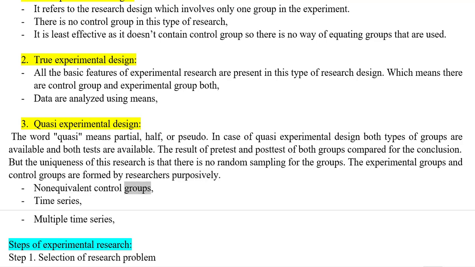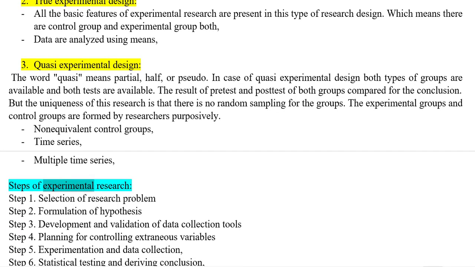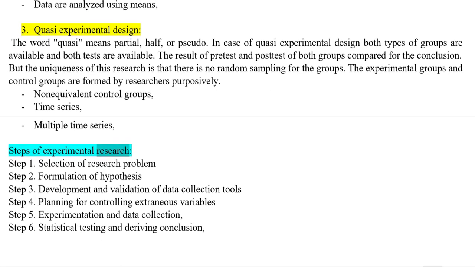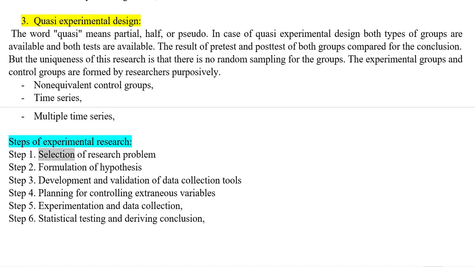Non-equivalent control groups. Time series. Multiple time series. Steps of experimental research. Step 1. Selection of research problem. Step 2. Formulation of hypothesis. Step 3. Development and validation of data collection tools.